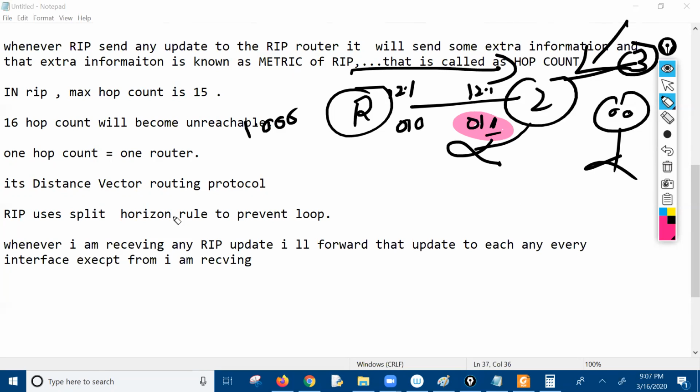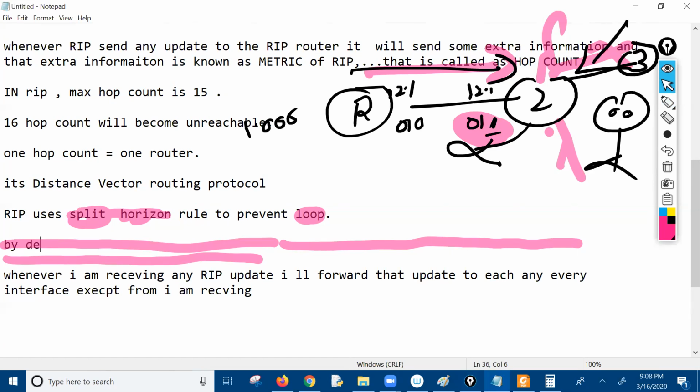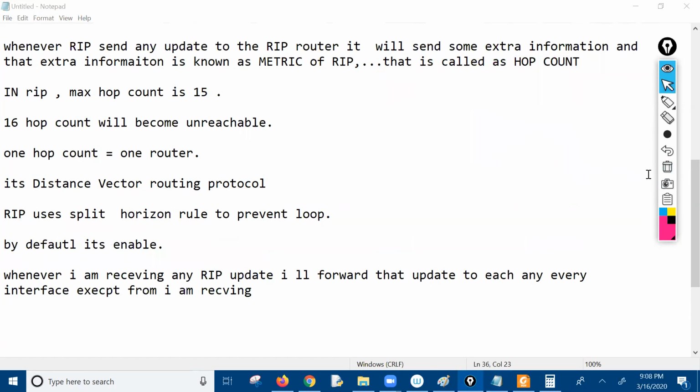So don't worry, I'll make the loop and show you how split horizon is working. I'm just giving the overview right now so that you become familiar with this word. So split horizon means what? Whenever I'm receiving any RIP update, on which interface, 0/1, I will forward that update to each and every interface, this interface, this interface, except the one I'm receiving it on. I will never send this update to 0/1. This is the way I'm going to prevent the loop. This is known as the split horizon rule. And by default, the split horizon rule is enabled on the router.